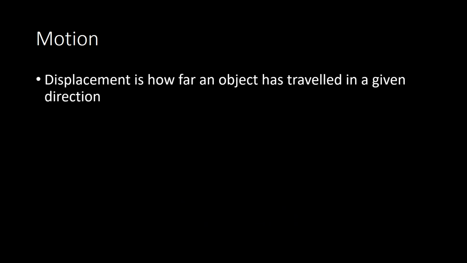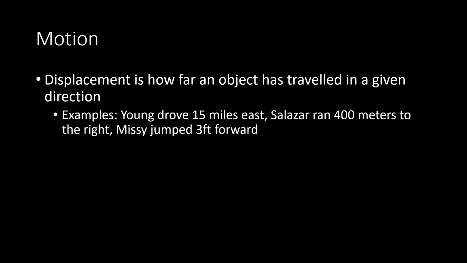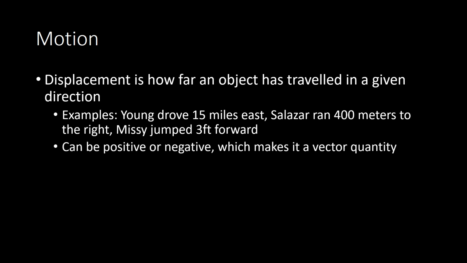The next term is displacement. So displacement is how far the object traveled in a given direction. Examples: Young drove 15 miles east, Salazar ran 400 meters to the right, Missy jumped 3 feet forward. Now I don't really know how far they went, but what direction they went in as well. So this can be positive or negative, which makes it a vector quantity.